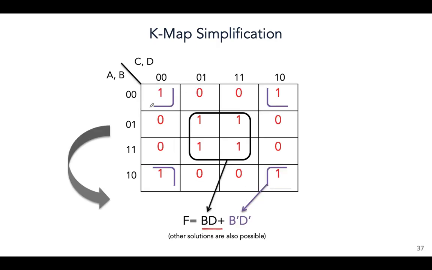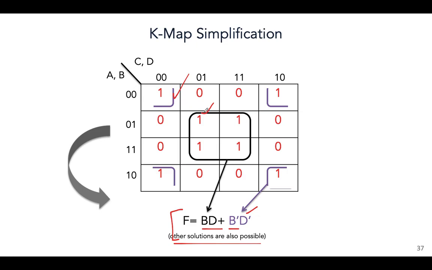And for the purple group, we can see A changes from 0 to 1, but B remains the same. So we get B dash. And then C changes from 0 to 1, but D remains the same, 0. That means we get D dash. So now, when we combine these 2 groups together, we get our simplified expression as BD, which is this group, plus B dash D dash, which is this group. Again, other solutions are also possible.